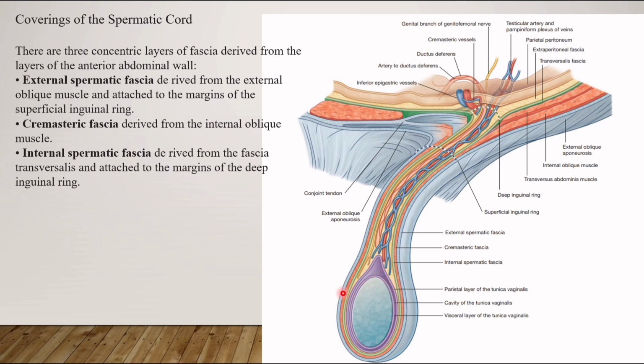The visceral layer is in communication with the testes, and the visceral layer and the parietal layer communicate with each other via the cavity of the tunica vaginalis. The tunica vaginalis is found anteriorly, laterally, and medially, but posteriorly it is deficient. We'll talk about it later.